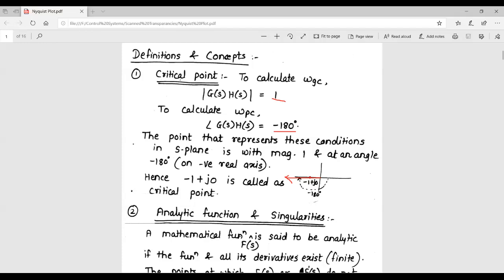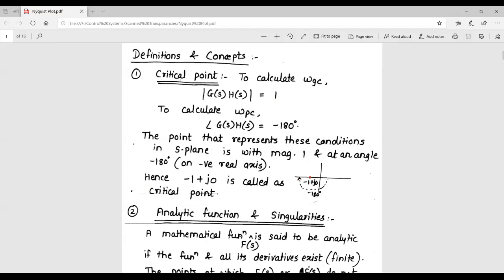I hope this is clear with you. Minus 1 plus J0, why is the imaginary part 0? Because the point lies on the real axis only. The point should lie on negative real axis because the angle condition should be satisfied, that is minus 180 degrees, and the magnitude has to be 1. So on negative real axis, there is only one point which satisfies this condition, that is minus 1 plus J0. This point is known as critical point. We are going to need these concepts later on. Just try to remember these. All of these are available in the notes. You can anytime go back and refer to these parameters or concepts.